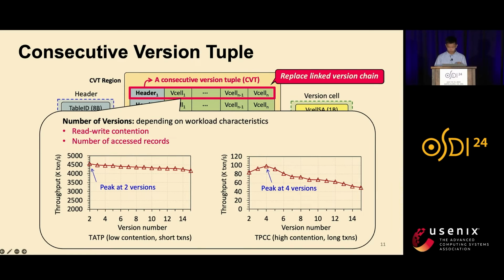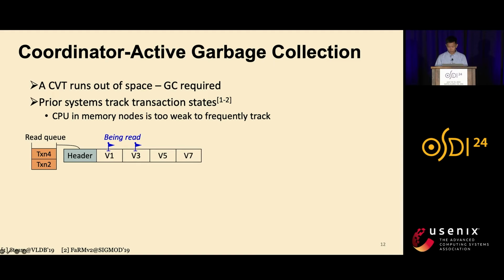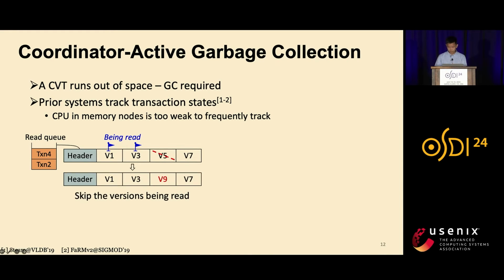When a CVT runs out of space for new versions, Motor performs garbage collection to reclaim old versions. To determine which versions to delete, existing monolithic server approaches involve tracking transaction states. But this tracking is often too expensive for the weak CPU in the memory nodes. On the other hand, if using compute nodes to track, we need a read queue for each CVT to indicate who is reading. This can skip the versions that are being read, but unfortunately incurs high synchronization overhead to maintain remote states.